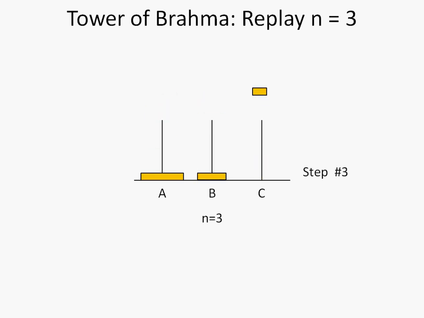So if we replay the case that n is 3, we can see that in the first 3 steps we move 2 disks from needle A to needle B, and in step number 4 we move the largest disk from needle A to needle C, and in the following 3 steps we move the 2 disks from needle B to needle C.